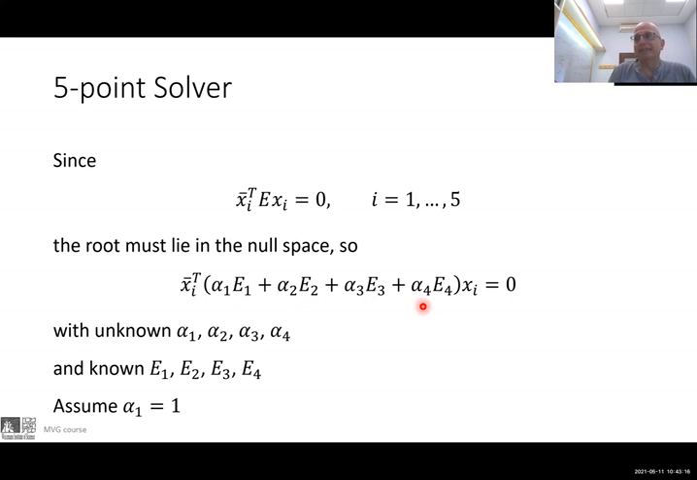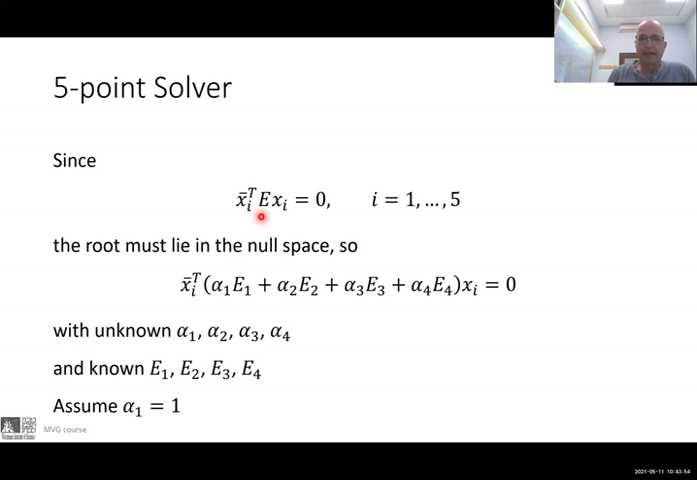These are known matrices. Given this equation system, we know them. This is the basis for the null space. So our solution E must be a linear combination of these four matrices: alpha 1, alpha 2, alpha 3, alpha 4, multiplied by E1, E2, etc. So the solution lies in the null space, and it's a combination of four different essential matrices. Why do we have four terms again?